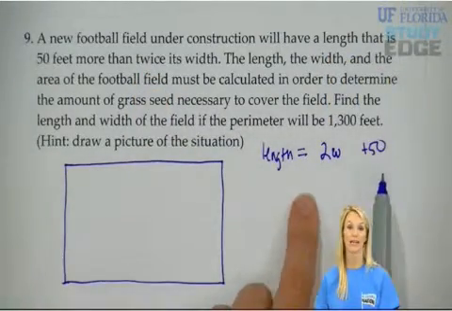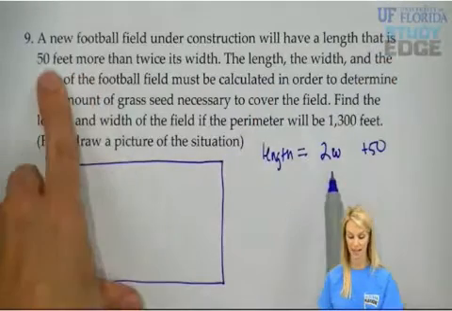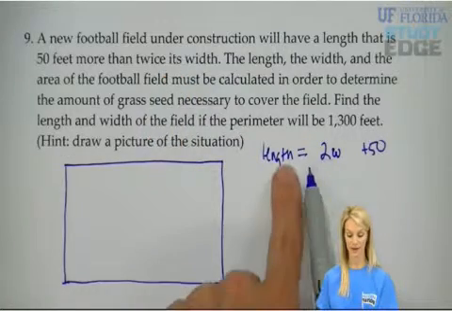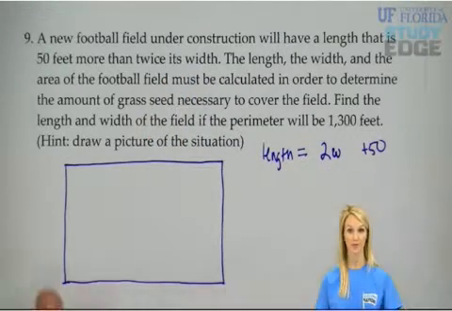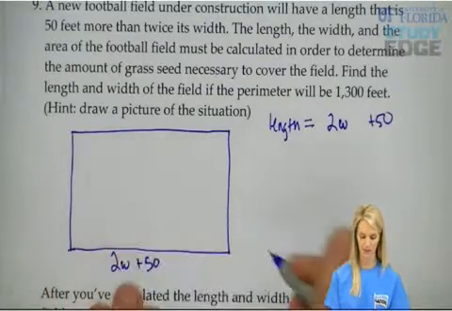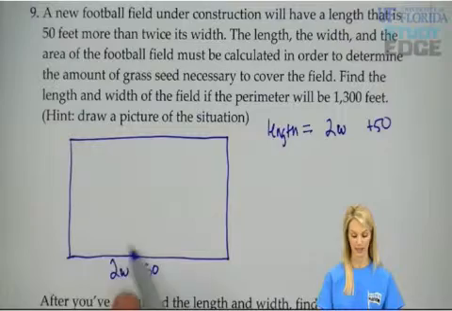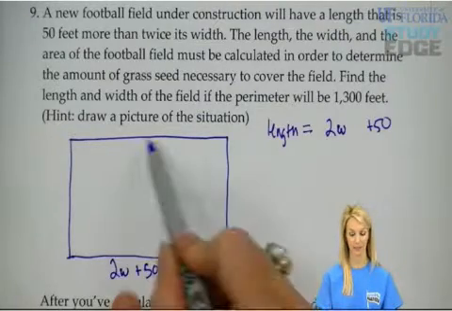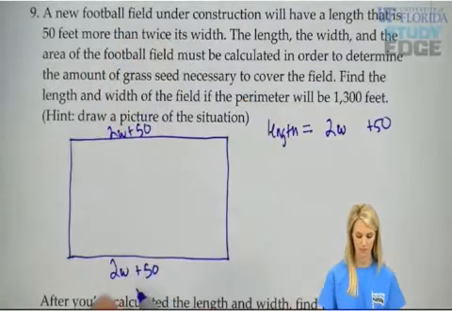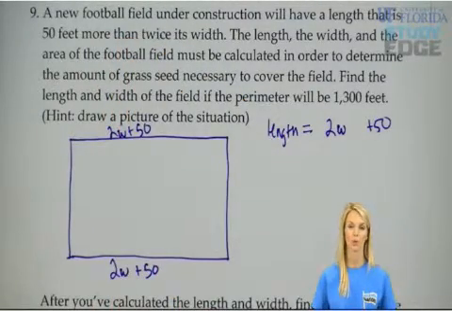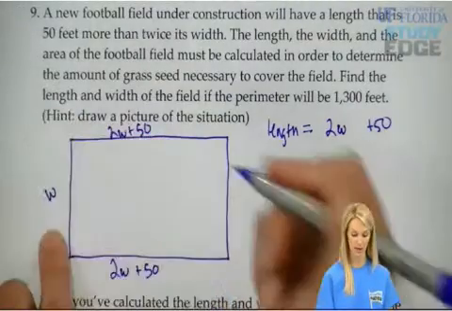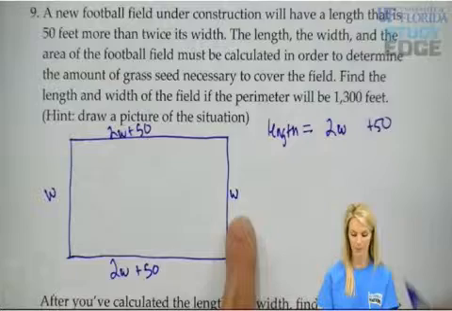All we did right here is set up an equation for length. We know that the length is 50 feet more than 2 times the width. The length of the field is 2W plus 50. All right, so the length is 2W plus 50. Well, is this length the same as this length? Yeah, the lengths are the same. So we have 2W plus 50 here and 2W plus 50 here. Well, what's the width? Well, we don't know. We'll just call it W. The width is W. The width is W.